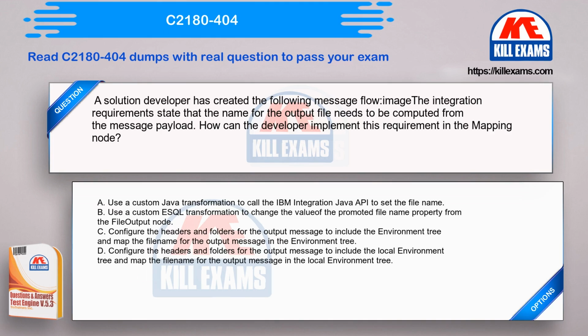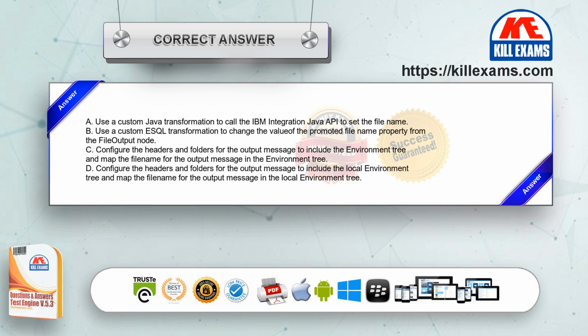Option D. Configure the headers and folders for the output message to include the local environment tree and map the file name for the output message in the local environment tree. The correct answer is option A.